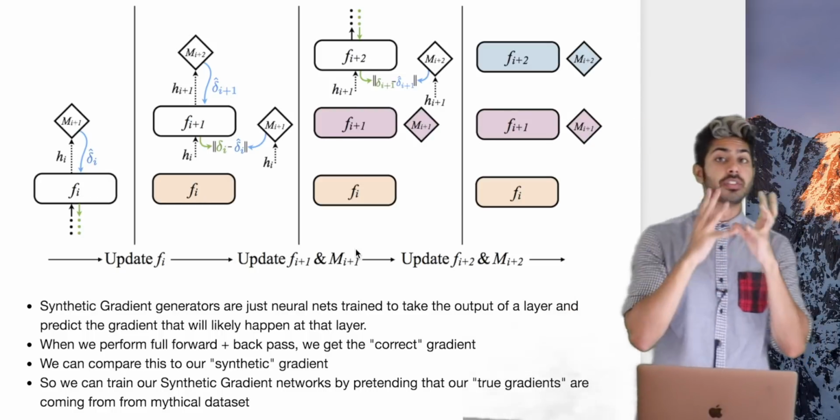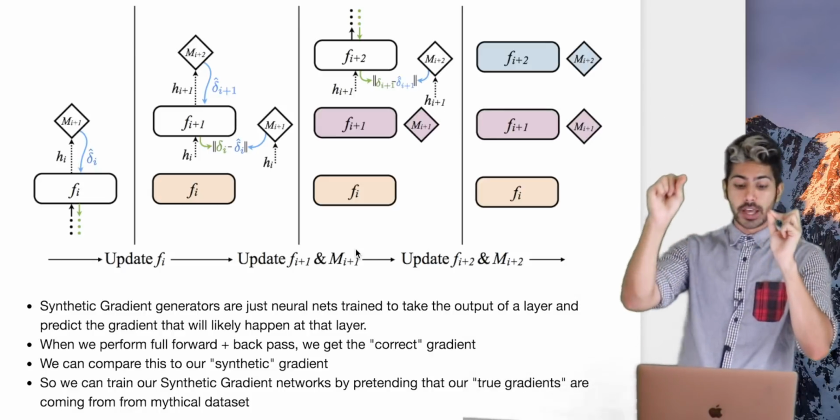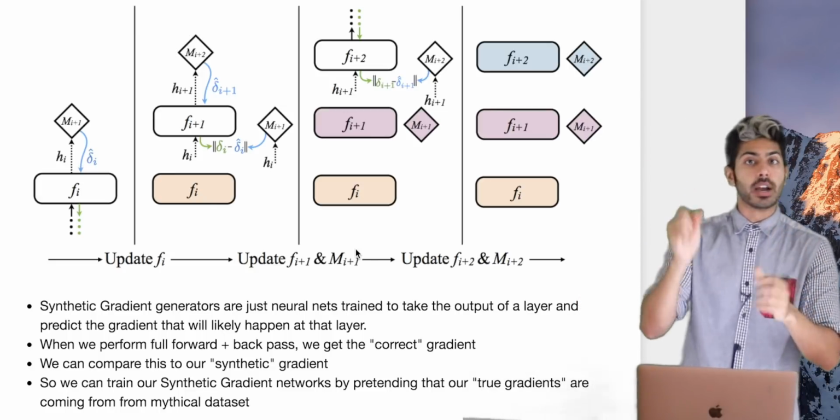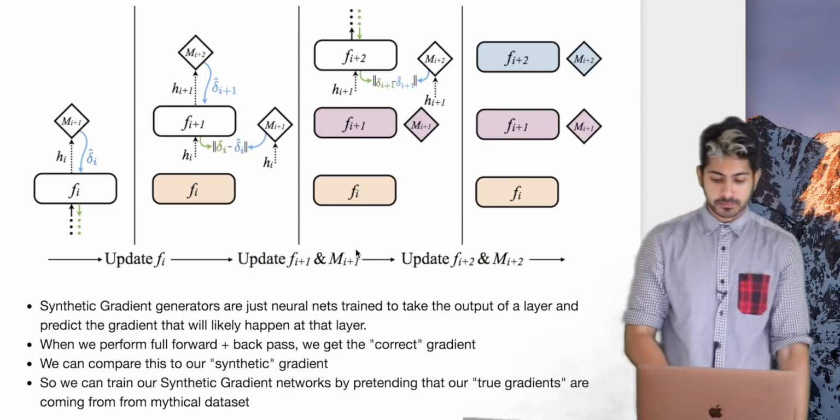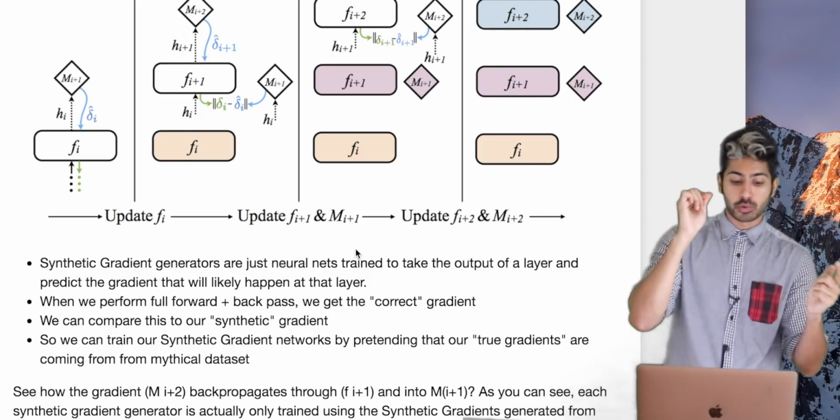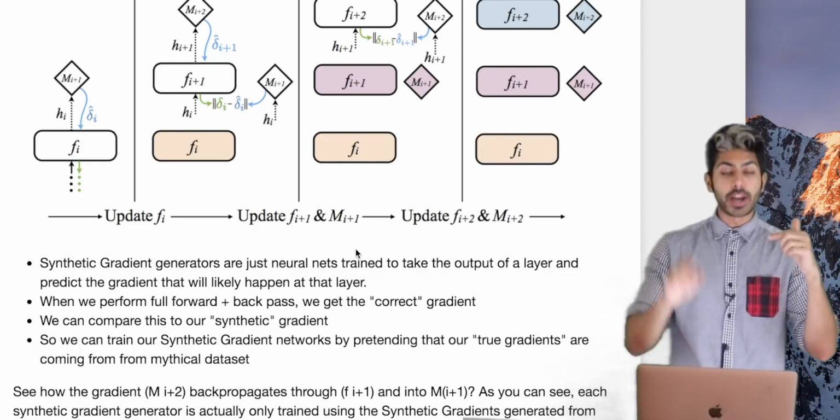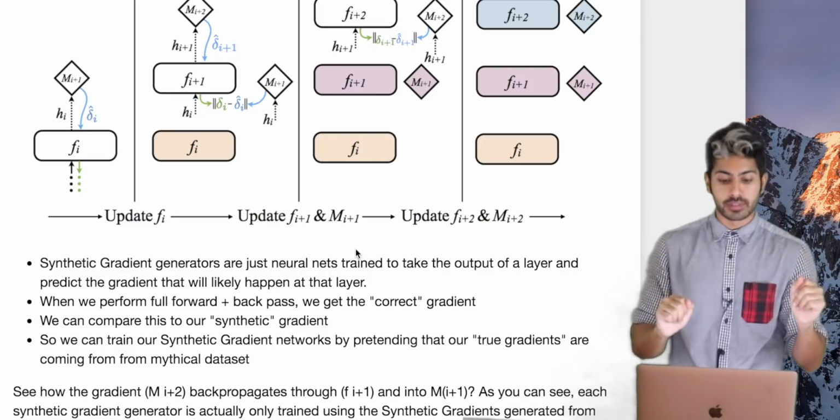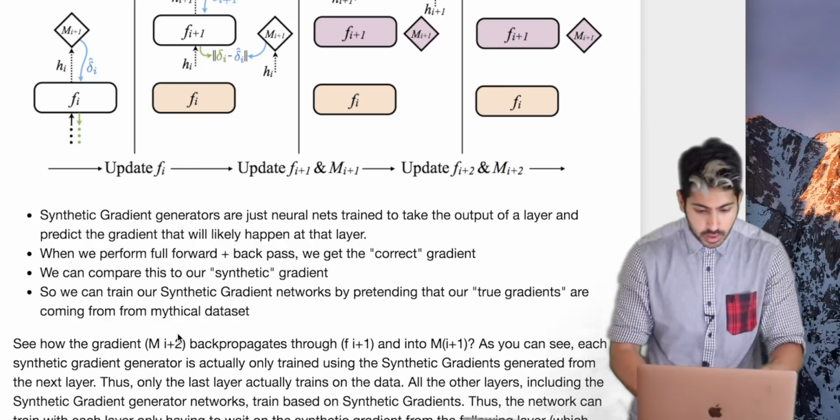But basically, the synthetic gradient generator is a very simple neural network that's trained to take the output of a layer and predict what the gradient would be, the likely gradient at that layer. It's simply a neural network that predicts what the gradient would be. When we perform a full forward and backward pass, then we get the correct gradient. We can compare this to our synthetic gradient. So we can train our synthetic gradient networks by pretending that our true gradients are coming from this mythical dataset.